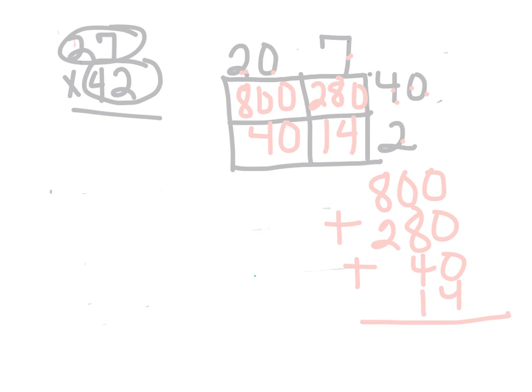So 0, 0, 0 plus 4 is 4. 8 plus 4 is 12. Plus 1 makes 13, and I carry my 1. 8 plus 2 is 10. Plus 1 makes 11. So I get 1,134 again.